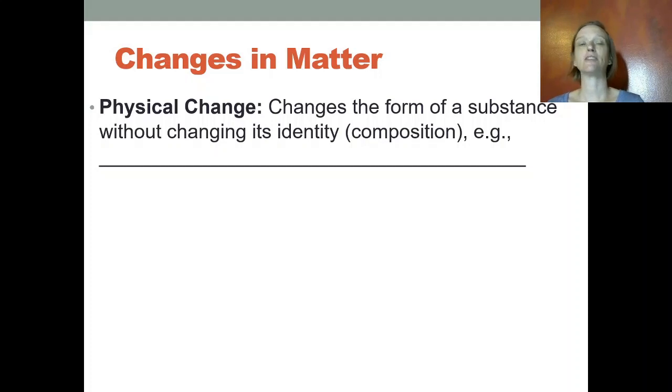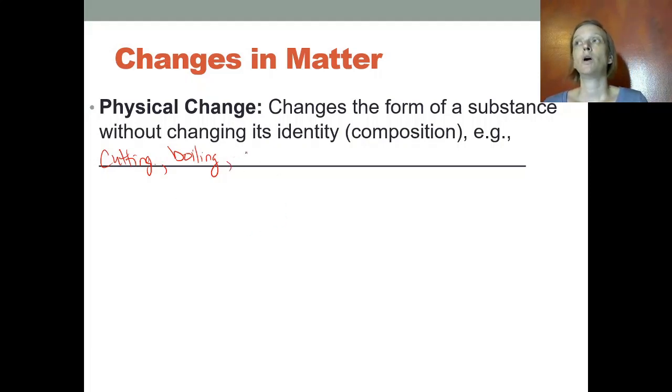For instance, a physical change. A physical change is a change in the form of a substance that does not change its identity. It doesn't change its composition. It doesn't change what it's made up of. And so some examples of this would be like cutting a piece of paper. You're not changing the substance, it's still paper. You're just changing its physical form. Boiling would be an example of a physical change. When you boil water and make steam, that steam is still water. It's just water in a gas form instead of a liquid form.